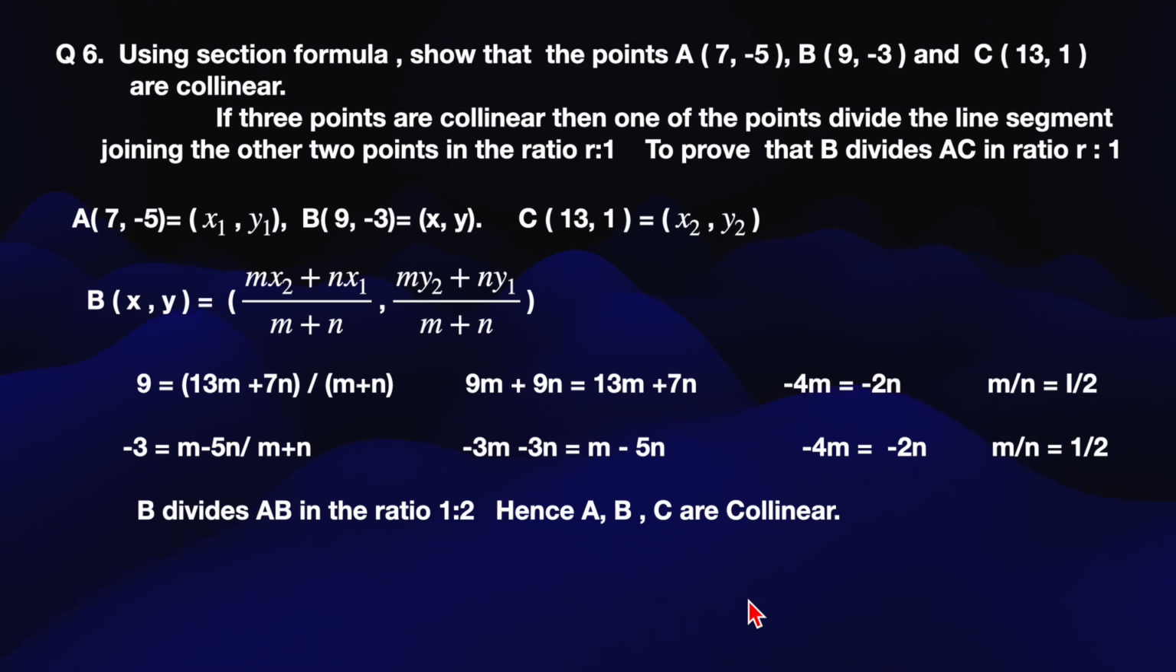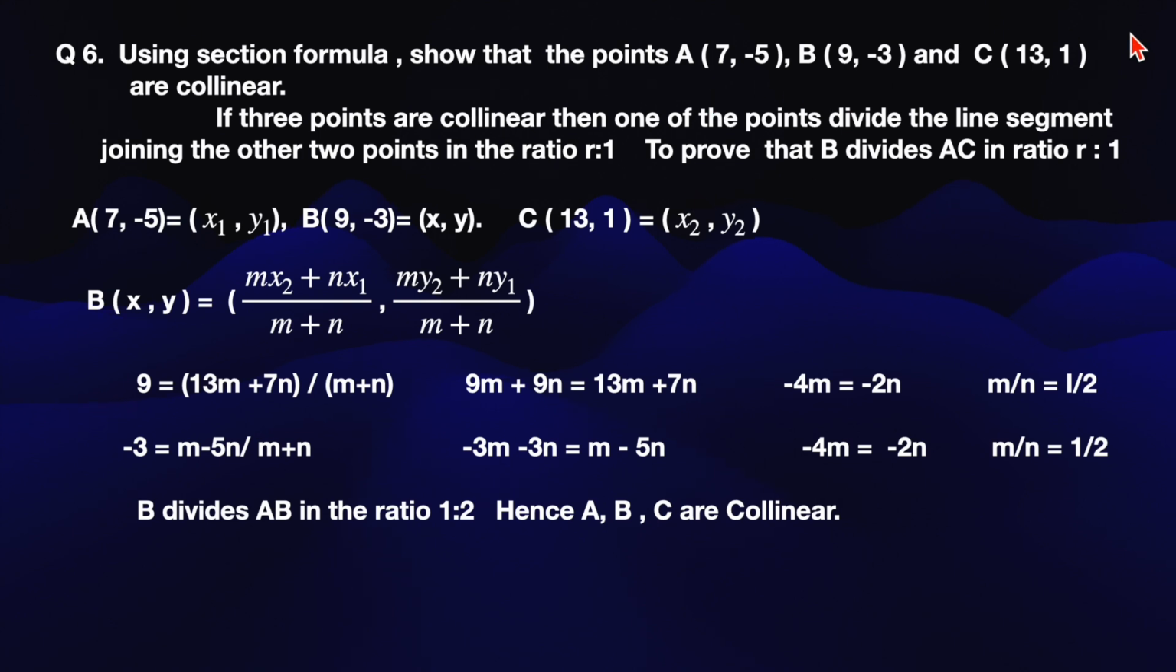Question 6. Using section formula, show that the points A, B, C are collinear. If 3 points are collinear, then one of the points divides the line segment joining the other two in the ratio r is to 1. So this is the rule for collinear points. You know the points are collinear if all the 3 points lie on the same line. And here what it states is that one of the points should divide the line segment joining the other 2 points in a ratio, r is to 1.